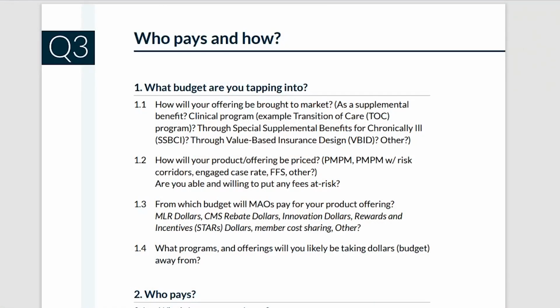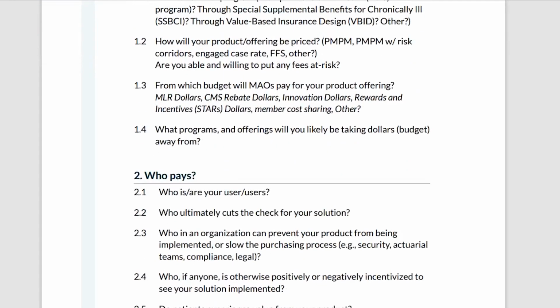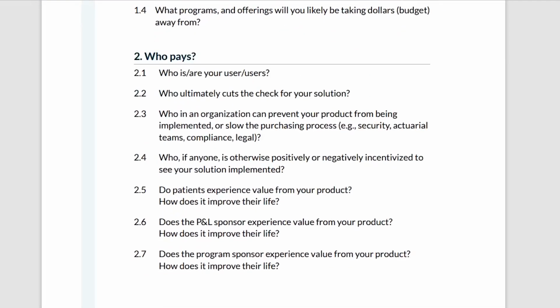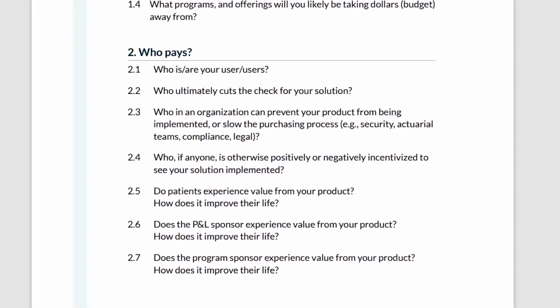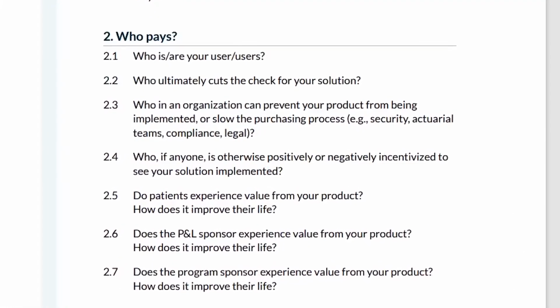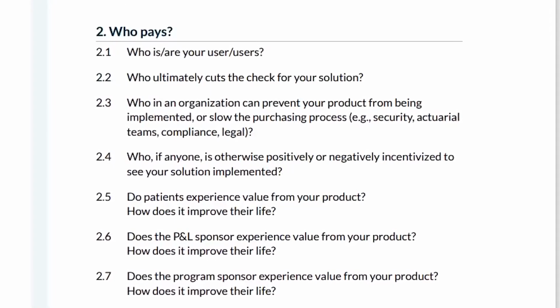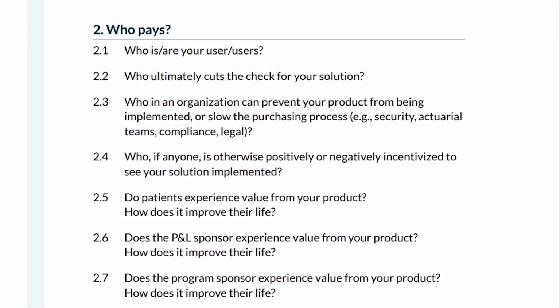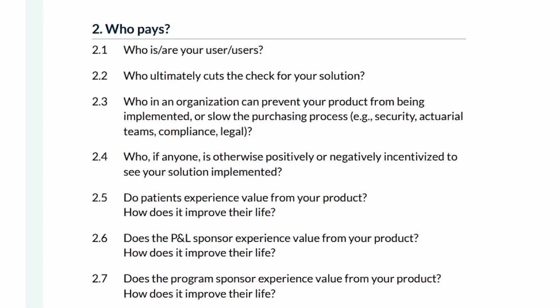Going back to the cheat sheet, skipping ahead a bit, on page 10, we have question 3, which is who pays and how. Very important section. And within that section, we have in the list a question: from which budget will MAOs pay for your product offering? And it includes things like medical loss ratio dollars, CMS rebate dollars, innovation dollars, etc. I was not even aware there were so many different types of pools to draw from. And so the question is, simplifying it for the audience, why should startups care which budget is utilized as long as it's being paid for?